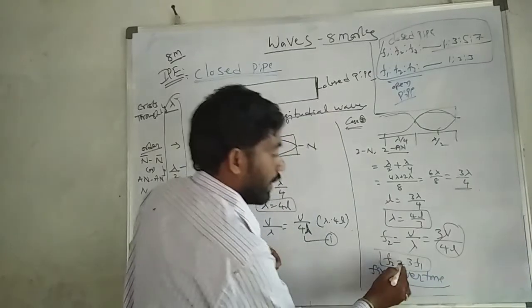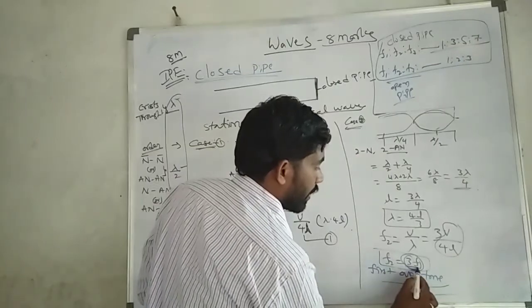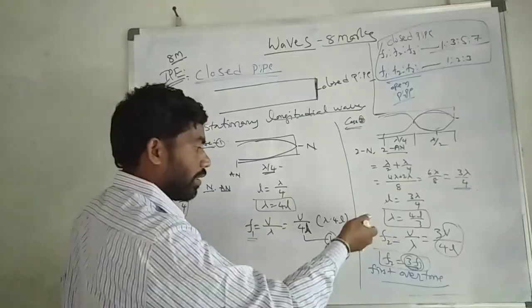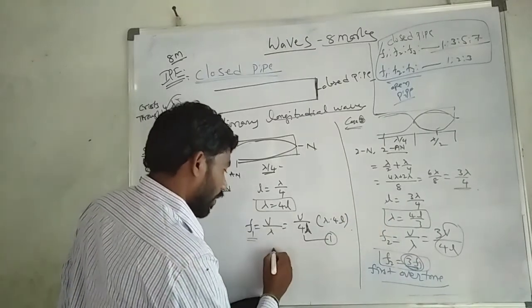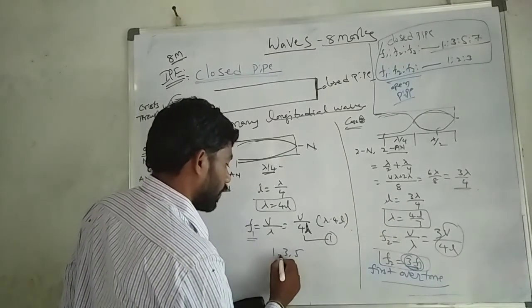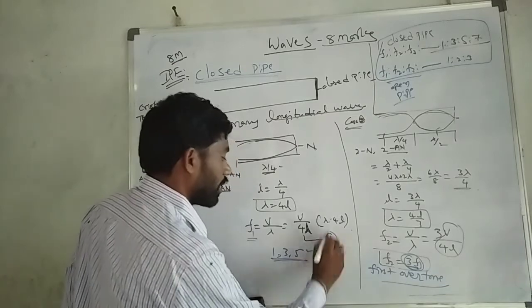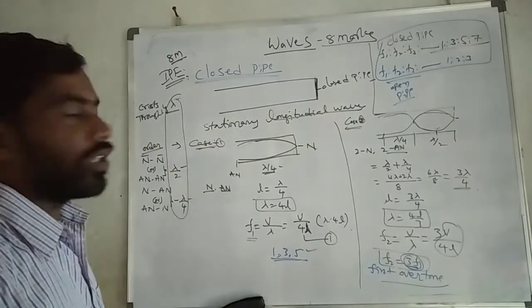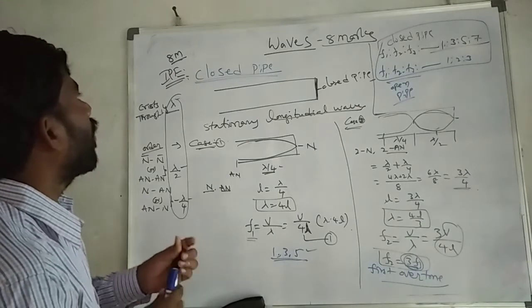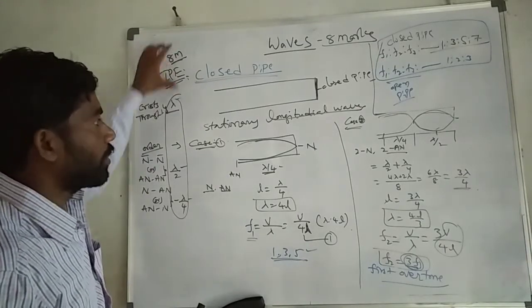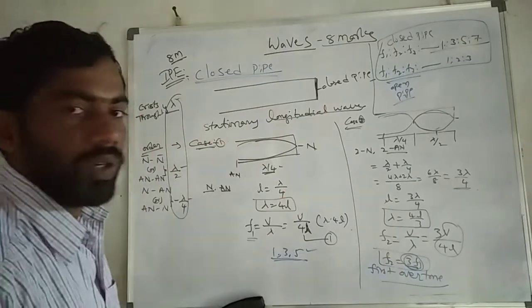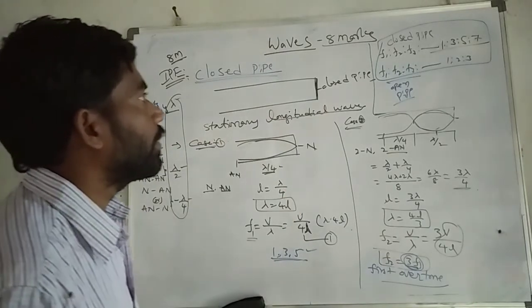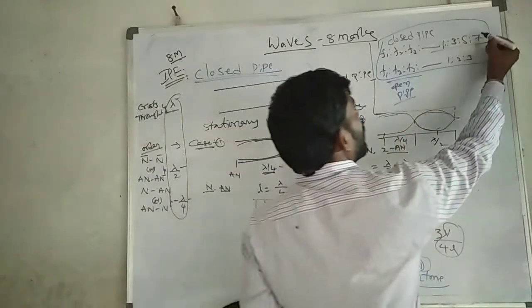In this case, see, this is the 3. The frequencies formed are 1, 3, 5, which means odd numbers. So this is another important question for the IPE, 8 marks. Please note it down and practice it for the IPE examination and other competitive examinations.